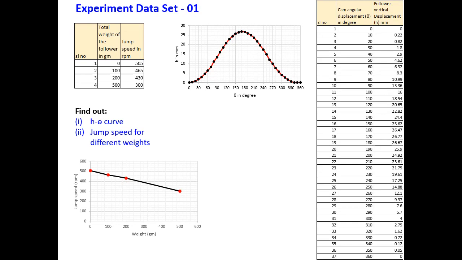In this experiment, we have prepared one set of data. First, the cam angular displacement versus H data we have prepared. There we have found 37 data points, and I have prepared a curve also, the H theta curve. If you see this particular curve, you can see there is the rising part, dwell part, again falling part, again dwell part.